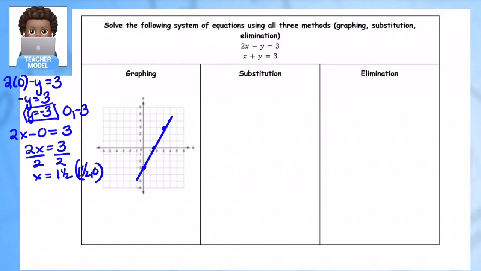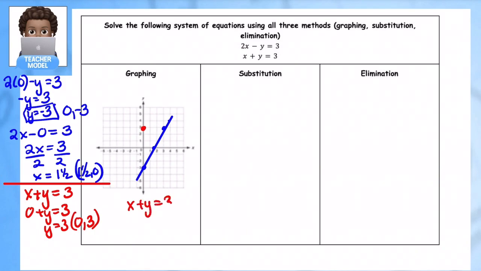And now I'll do the same with the second equation, x plus y equals 3. So when x is 0, 0 plus y equals 3. So I have y equals 3. So (0, 3) is my first point. And my second point, let's give a little bit more space. x plus y equals 3. x plus 0 equals 3. So in this case, I have x is equal to 3, or (3, 0).